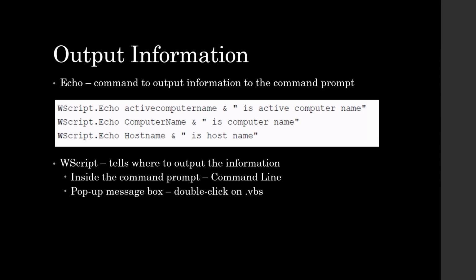So here it says wscript.echo, the active computer name, and then we use the ampersand to concatenate it to the hard text of space is an active computer name. So this right here, when I run this script, would output the active computer name is an active computer name, and then blank is the computer name, and then blank is a host name. And it would output all three of those lines either on the command line, if that's how I ran it, or in a pop-up message box.